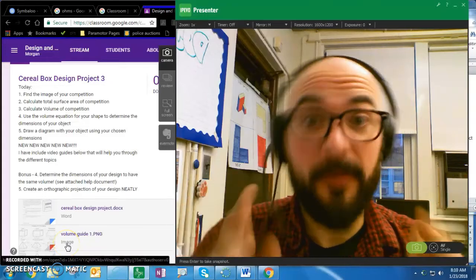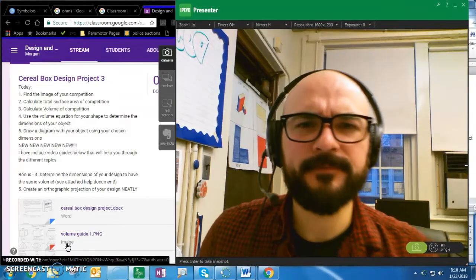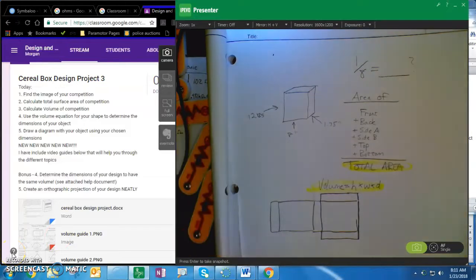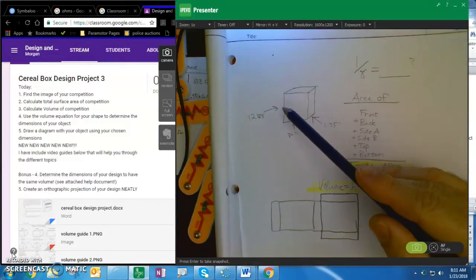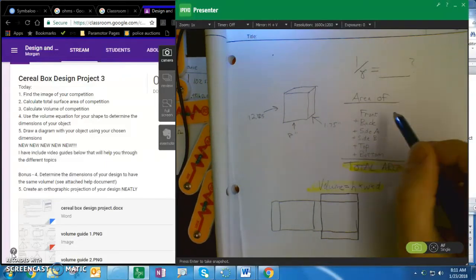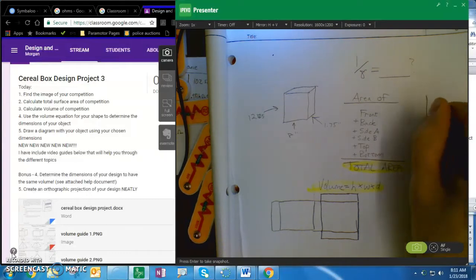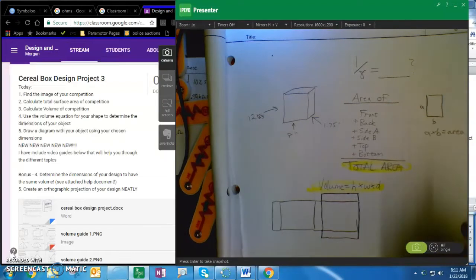Today is day number 3 of our cereal box design project. Let's check it out. Alright, so we have the image of our competition, which is step 1. Number 2, total surface area of the competition. So we know that the area of something is going to be, for instance, A times B equals area.